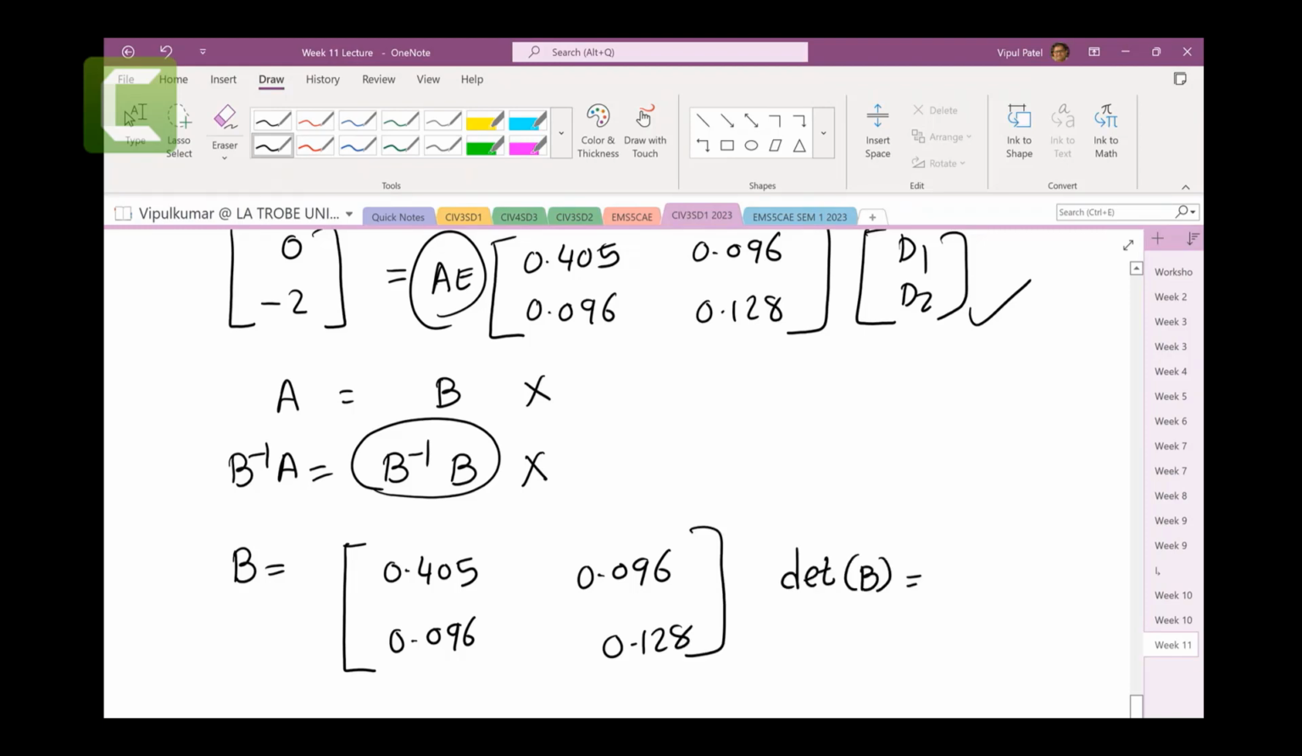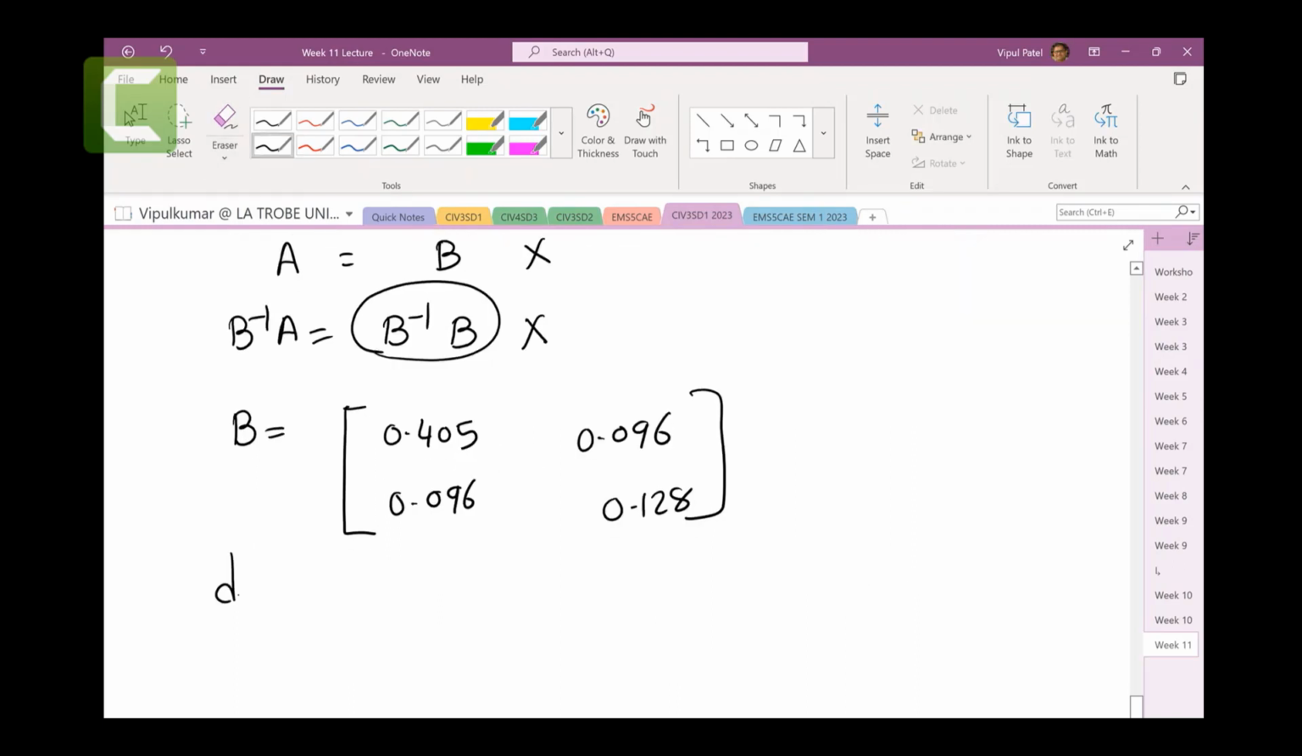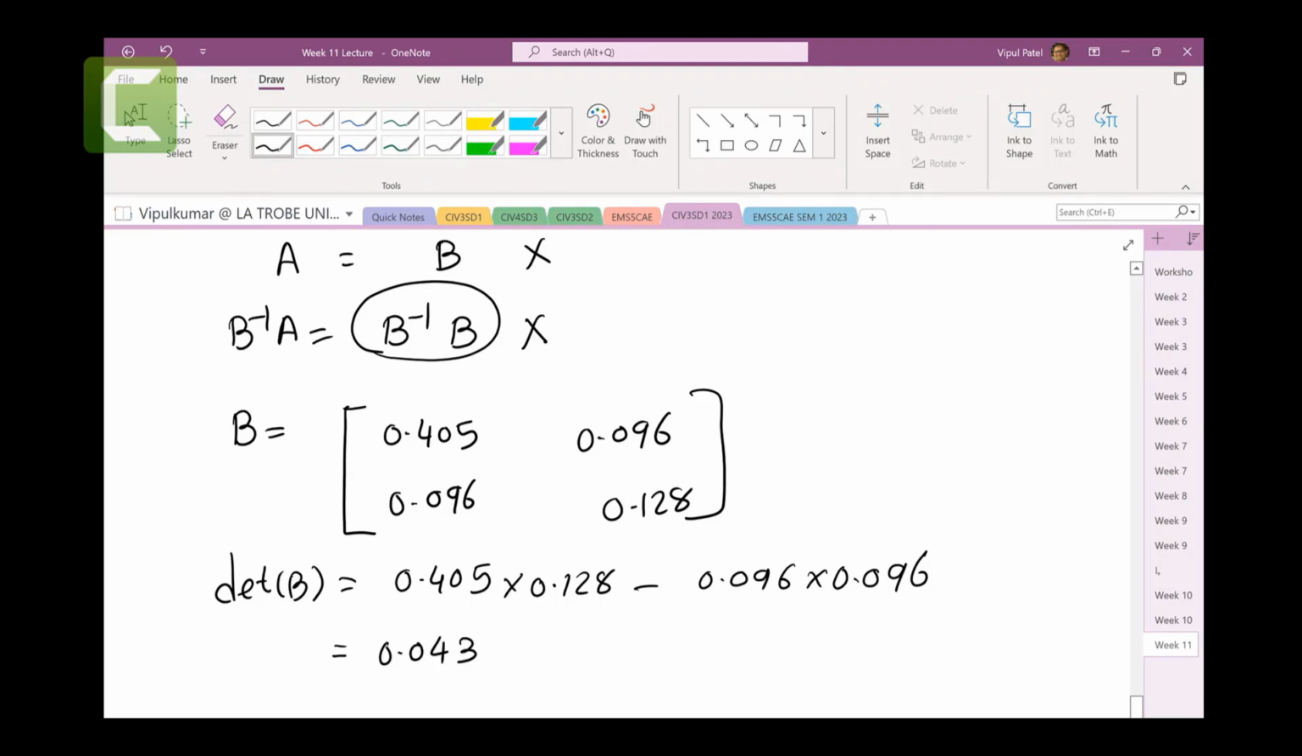I hope you know how to calculate the determinant of this matrix. We multiply these diagonals, and let me put 0.405 times 0.128 minus 0.096 times 0.096. So you have 0.043. That is the determinant.